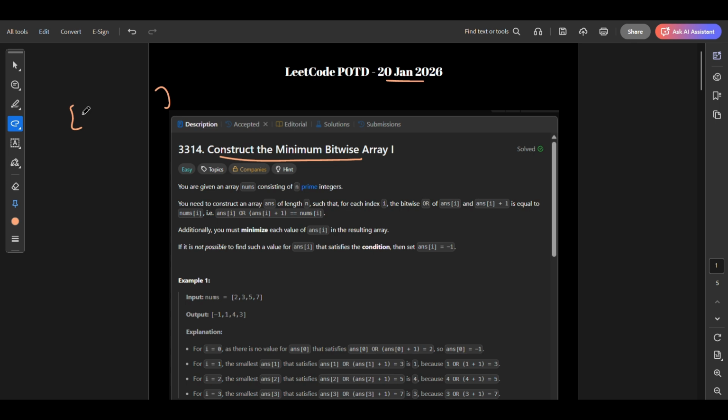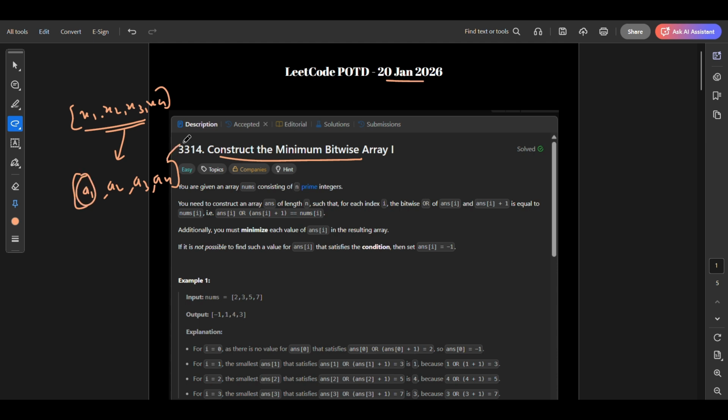We are given an array, let's say with values x1, x2, x3, and x4. Okay, there are four different values given, and it is saying that you have to find an answer array. Let's say this is my answer array as a1, a2, a3, and a4.